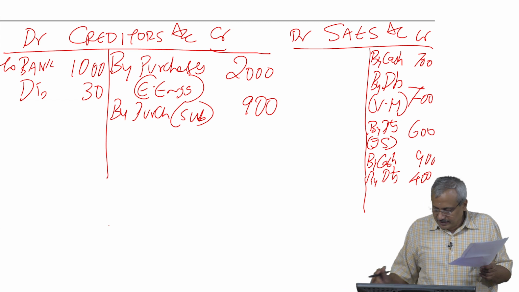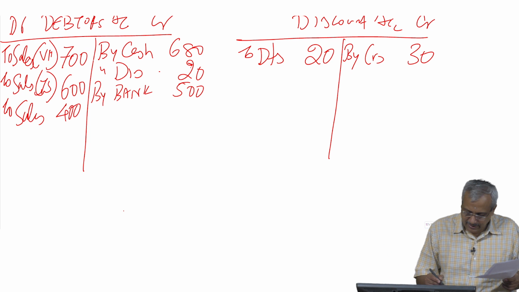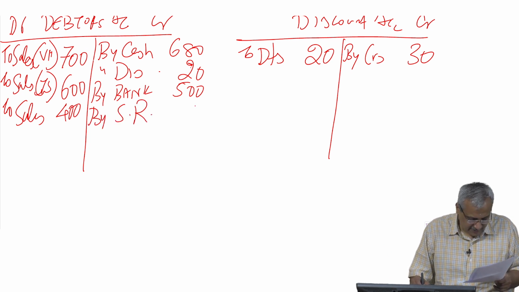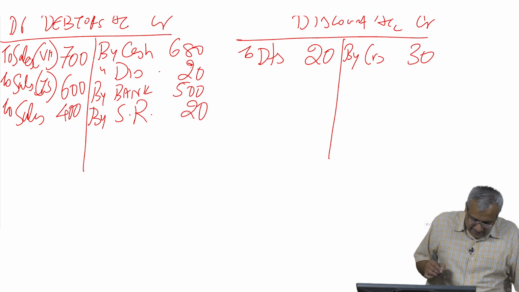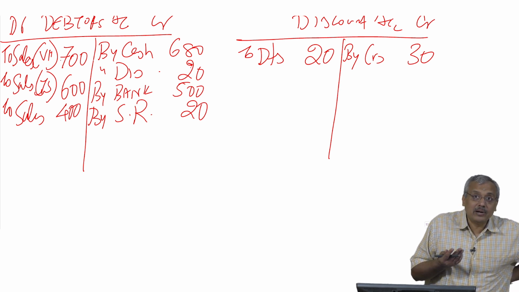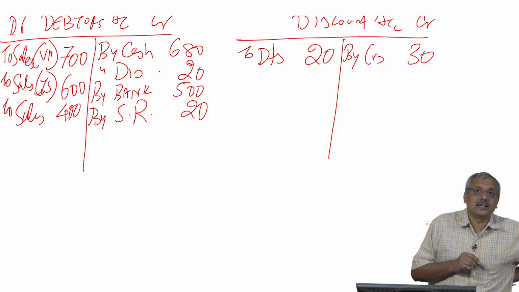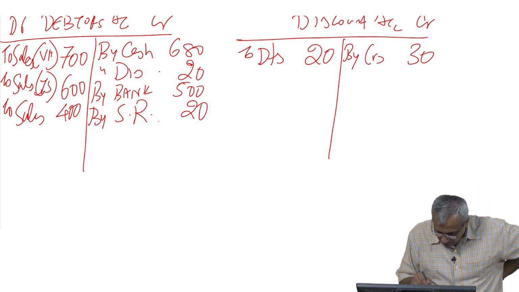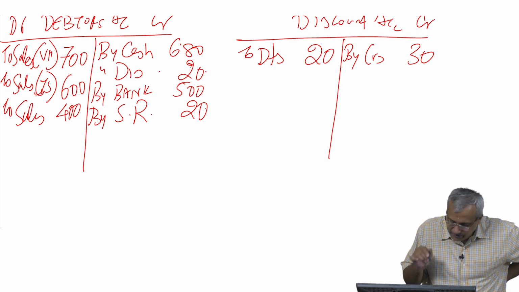Now what is happening? Debtors account has been credited by my sales returns of $20. What does the debtors balance give you? It is the amount that is due, the amount I am eligible to receive. That is 700 plus 600 plus 400, so 1700 is what I am eligible to receive. Out of this, I have received amounts either in the form of cash, discount or sales return.